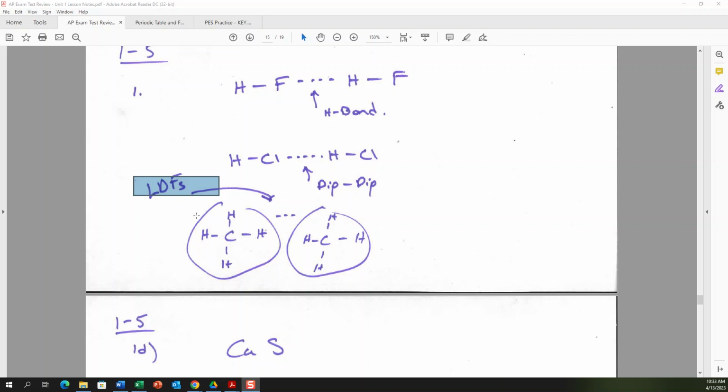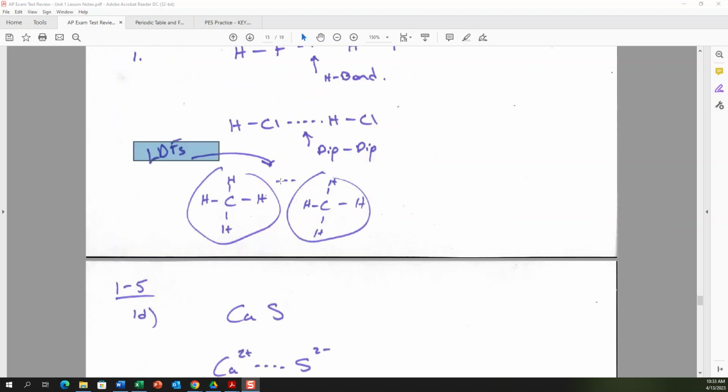So remember, the bigger the cloud, the more likely that you have an uneven distribution of the electrons within the cloud. So the stronger the London dispersion is, or the more polarizable it is. That's the way to talk about what London dispersion is.